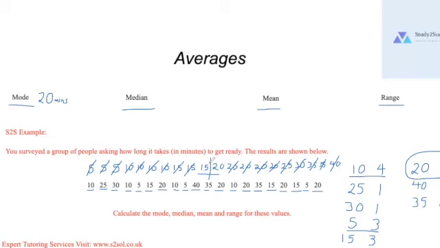So if we calculate the difference, we know that the difference is 5. 5 divided by 2 is equal to 2.5. 2.5 add 15 equals 17.5. So it means that the median value of this data set is 17.5 minutes.